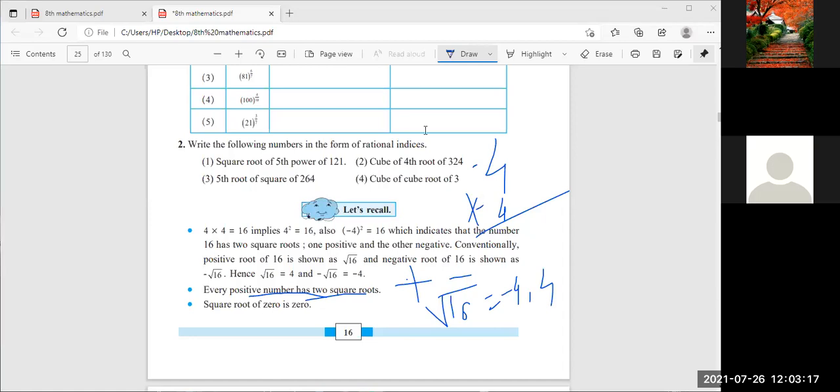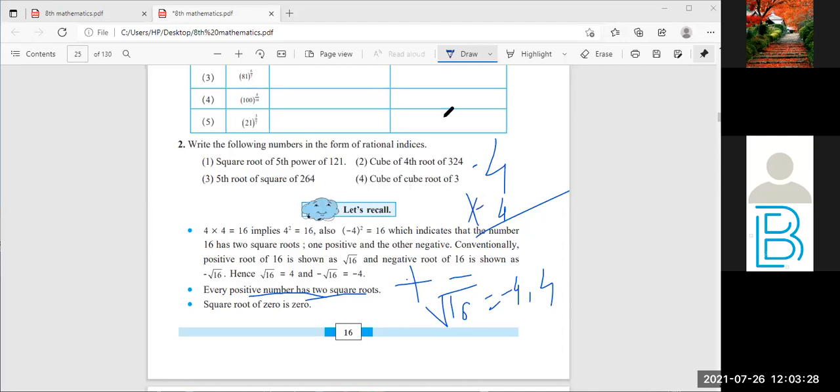Minus 16 or plus 16? It's plus. Yes, it's a plus sign. Why? Because minus times minus, we are multiplying minus by minus.